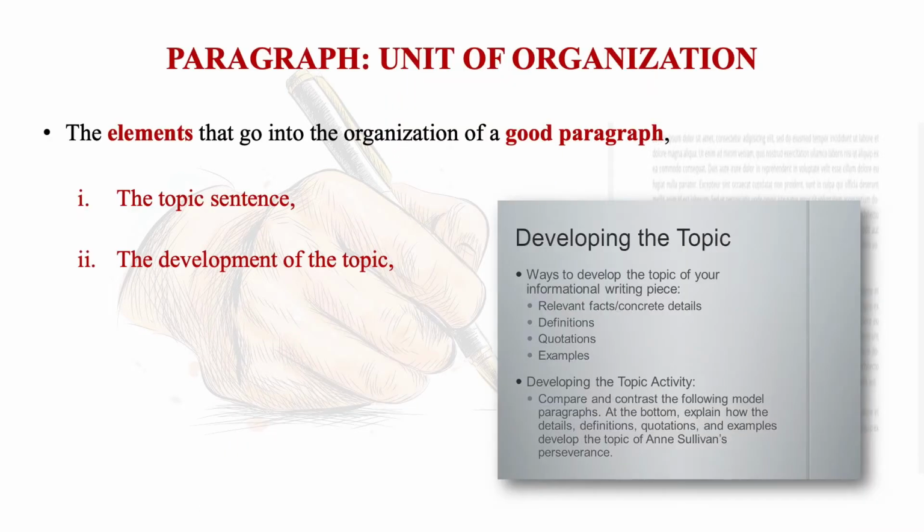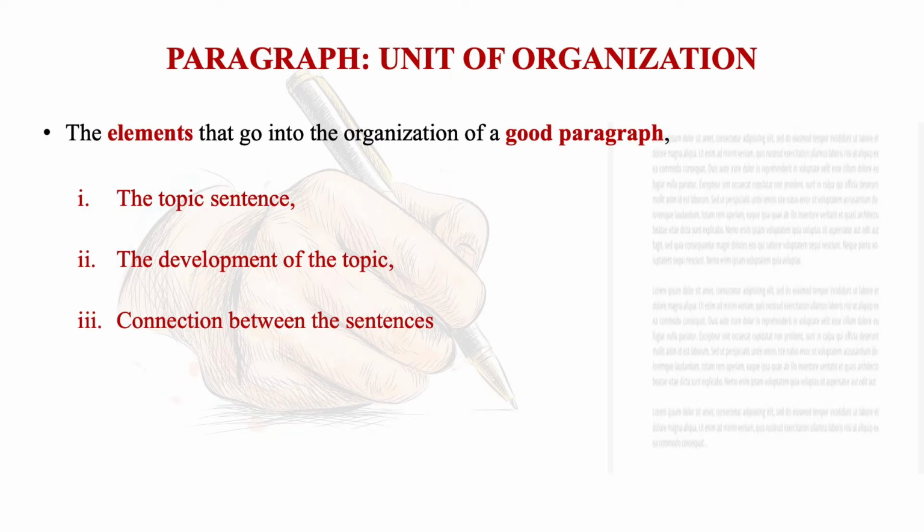And then, after having talked about the topic sentence, I talked about the second element of a good paragraph, which was the development of the topic. Once we decide the topic sentence, which gives us information about the thematic consideration of the paragraph, we need to develop that topic sentence into a paragraph. So that's the second element, the development of the topic.